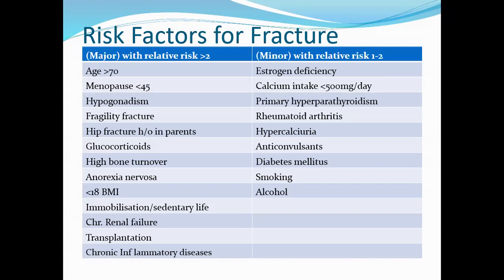Then glucocorticoids, and hip fractures are to be observed. Then high bone turnover, then anorexia. Then BMI, body mass index, of 18 or below. Then immobilization or a sedentary lifestyle. These are your major factors.